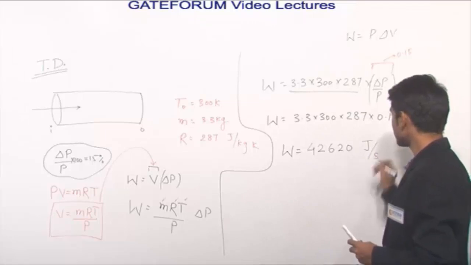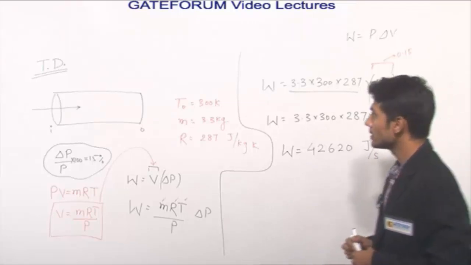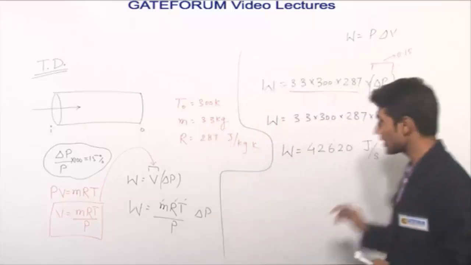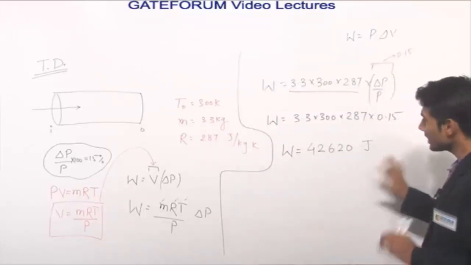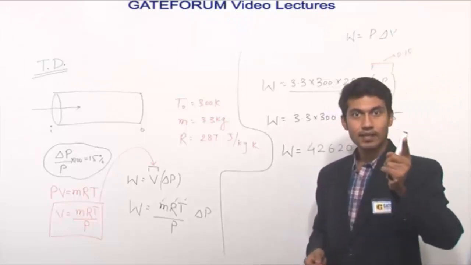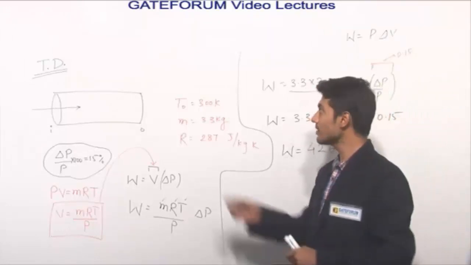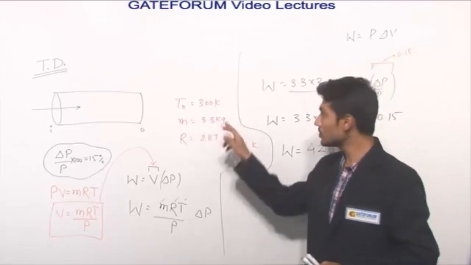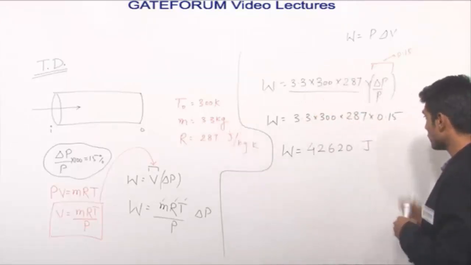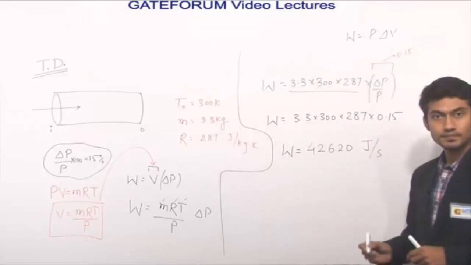joule per second, because it is kg per second, it is mass flow rate. So we can write it as joule or joule per second, anything you can write, because in the question it is a mistake that the mass flow rate is given as 3.3 kg. It should be 3.3 kg per second. So it will be joule per second.